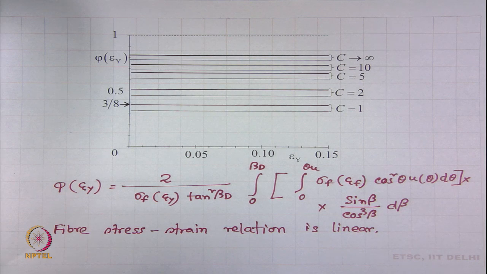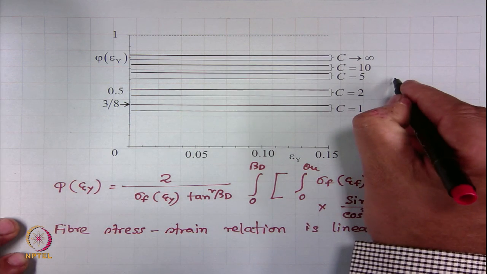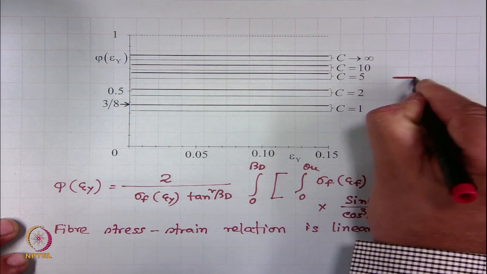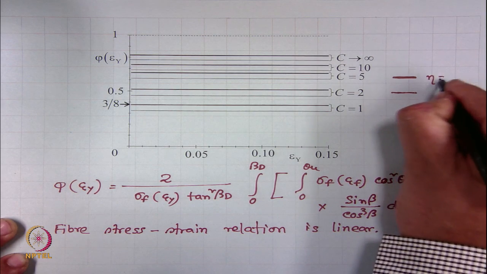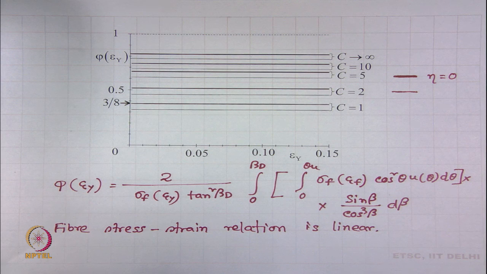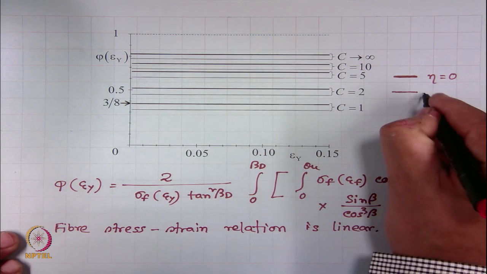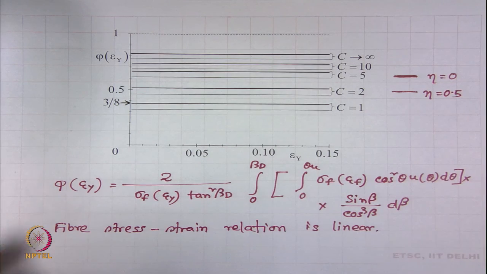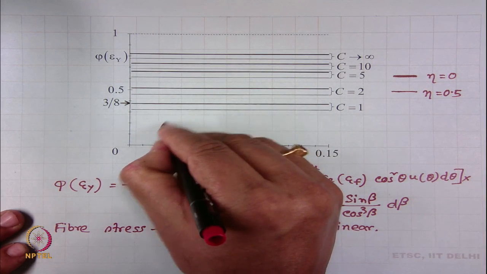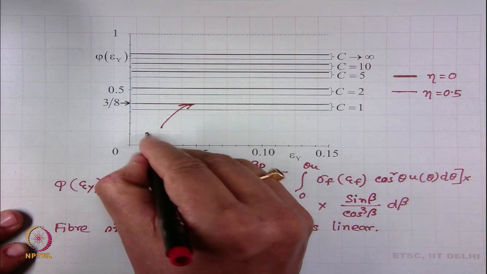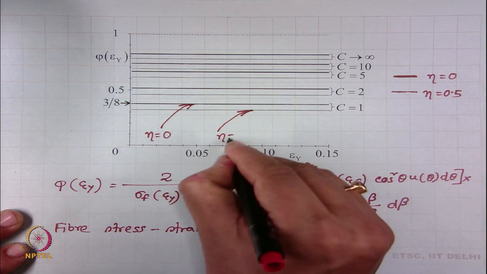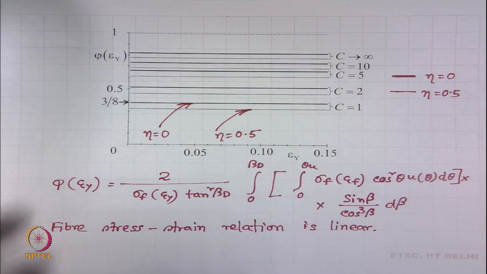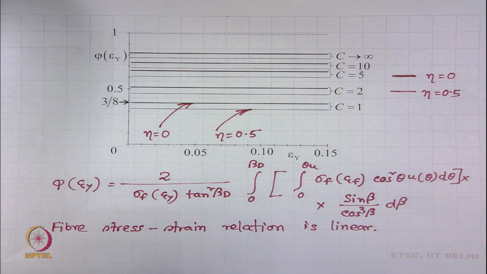What are they? The thick line and thin line, the thick line is assumed contraction ratio is equal to 0 and the thin line contraction ratio is 0.5. That means, say this line contraction ratio is 0 and this line contraction ratio is 0.5. Right.